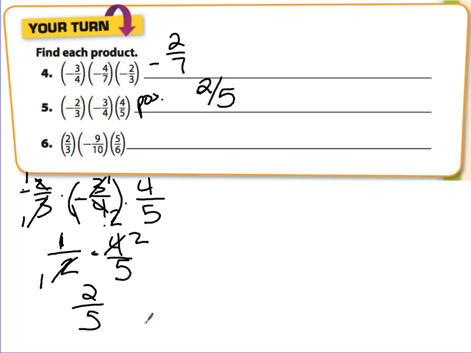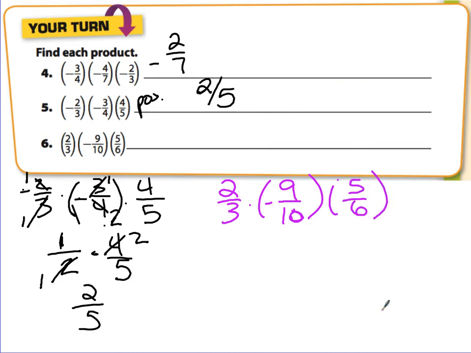All right, number 6. I'm actually going to do it in a different color so I don't have to erase. I have 2/3 times negative 9/10 times 5/6. All right, so 9 and 3 are both divisible by 3. I get 1 and 3. 10 and 2 are both divisible by 2, so I get 1 and 5. So 1 times 3 is 3. 1 times 5 is 5. This is a negative and a positive, so my answer is negative.